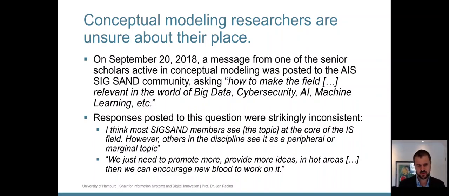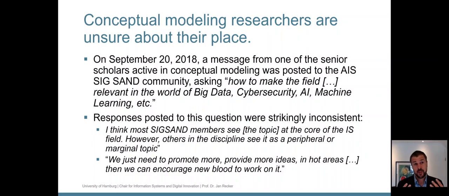And then I posted a few responses here. You can see, oh look, we just need to promote more ideas. We just gotta show people how sexy it is, and then we get more fresh people to come in and work with us. That we attract more young scholars. And other people have basically given up and said, oh look, we all think it's important, but no one else does. So that's just how it is.